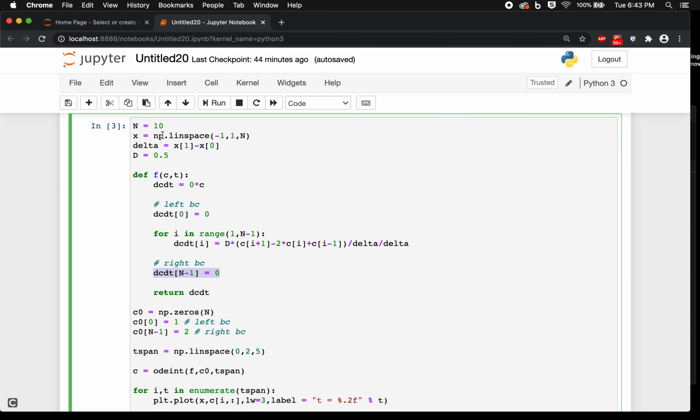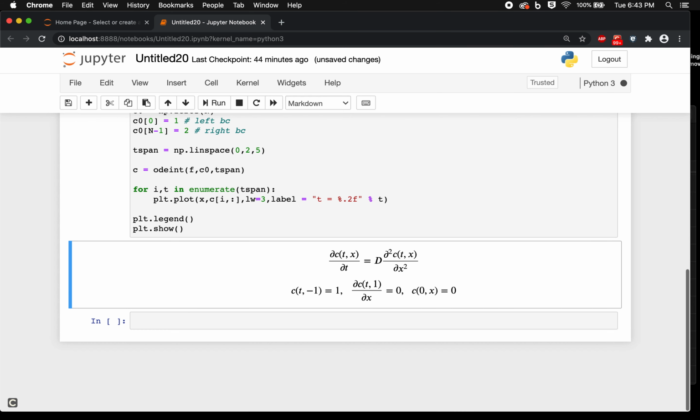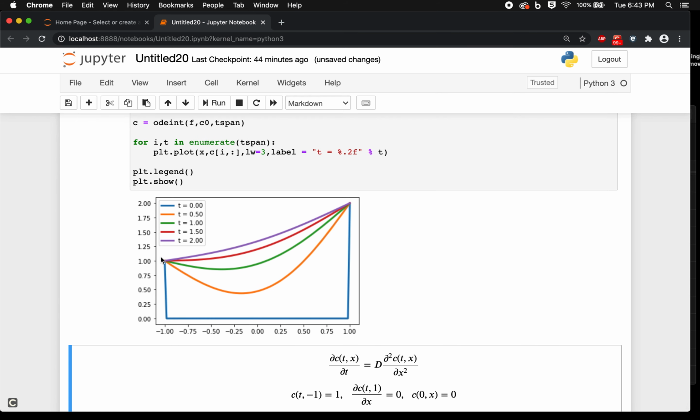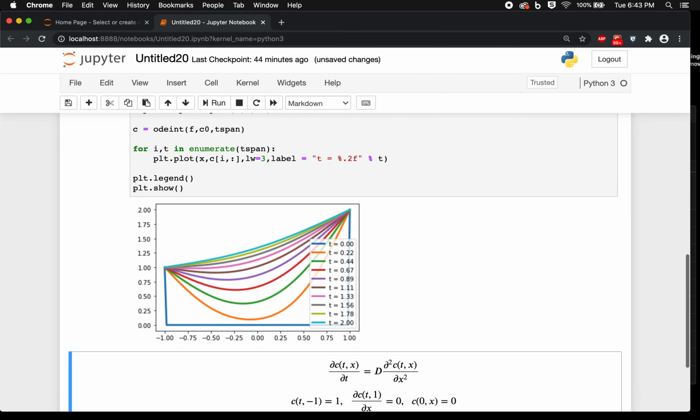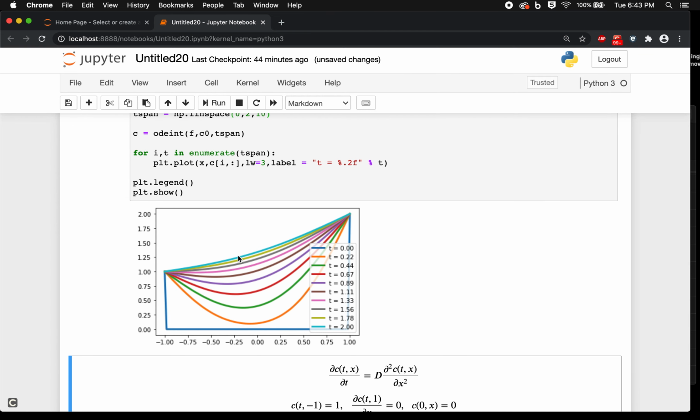And so if we want to get a cleaner solution, we can do 100 points. And now we start seeing a cleaner solution where it's 1 at one boundary, 2 at the other boundary, 0 in the interior, and you start seeing the solution evolve as a function of time. If you want to see more curves, we can pick 10 time points between 0 and 2, and then we see the evolution of the curve, and then we have our legend over here.